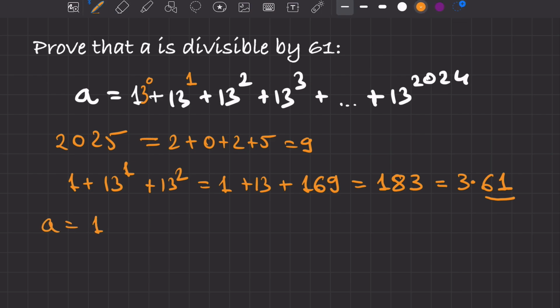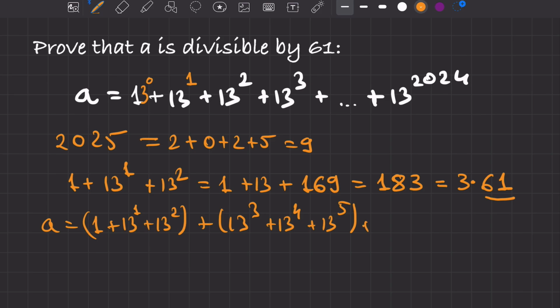We have that A is equal to 1 plus 13 plus 13 squared, plus we look at the next 3 terms and take them: 13 to the power of 3 plus 13 to the power of 4 plus 13 to the power of 5, plus, and so on, 13 to the power of 2022 plus 13 to the power of 2023 plus 13 to the power of 2024.